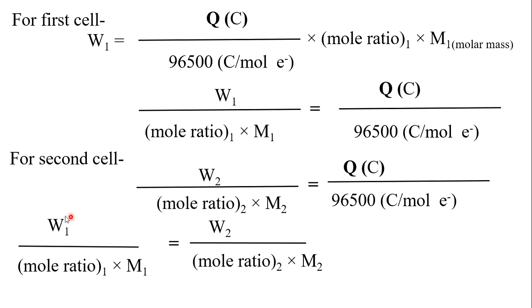So if you know the molar mass of one substance, the mass of the substance and the mole ratio, and you also know the molar mass of the second substance, and if you calculate the mole ratio from the stoichiometry of the reaction, you can calculate the mass of that particular second substance deposited at the respective electrode using this relation.